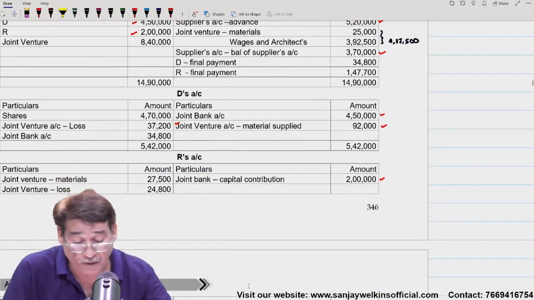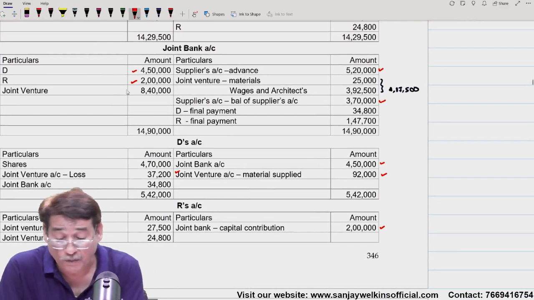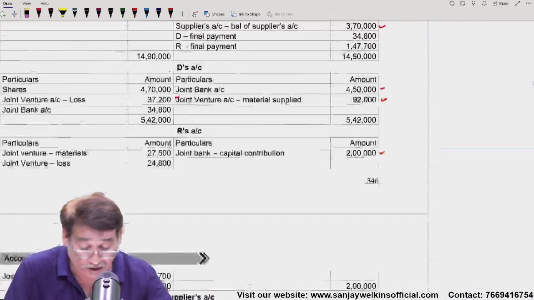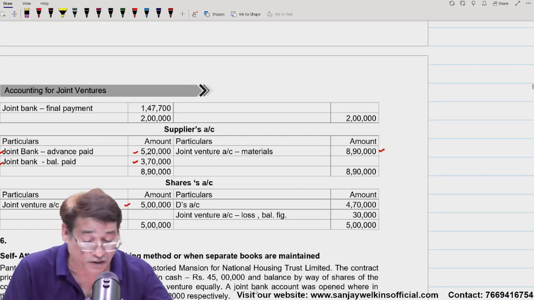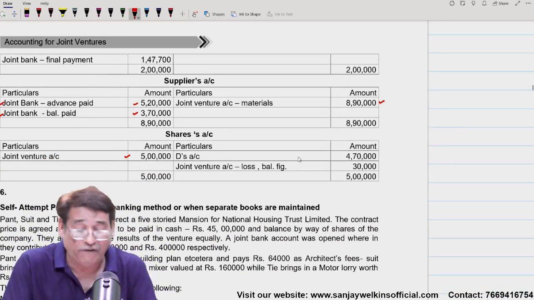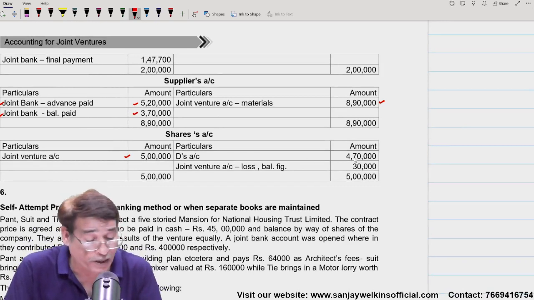Now in the joint bank account, I am going to write "to joint venture," and in the shares account, we are going to write on the debit side "to joint venture" 5 lakh rupees. Now these 5 lakh worth of shares have been taken over by D. So I will write here towards the credit side "by D," and there is a loss of 30,000.